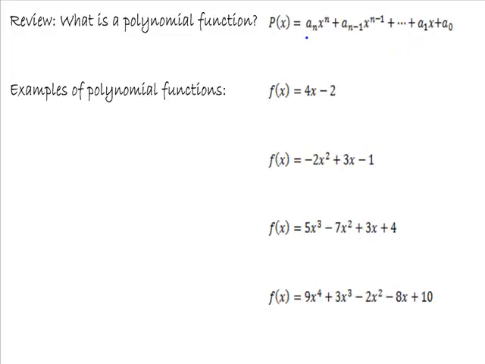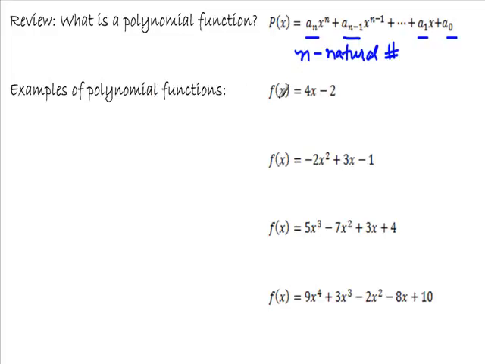The a sub n, a sub n minus 1, a sub 1, a sub 0, those are just constant terms. Or I shouldn't say constant terms, I'm sorry. A sub 0 is a constant term. The others are the coefficients of x to some power. So in this case, n has to be some natural number, it's going to be 1, 2, 3, 4, and so on.